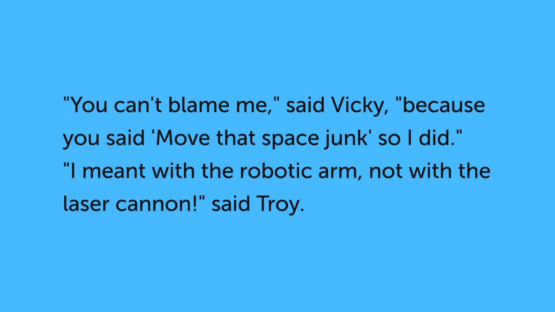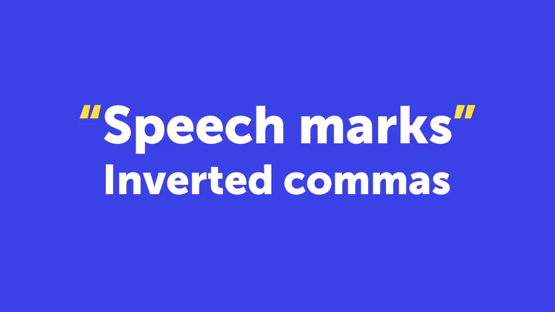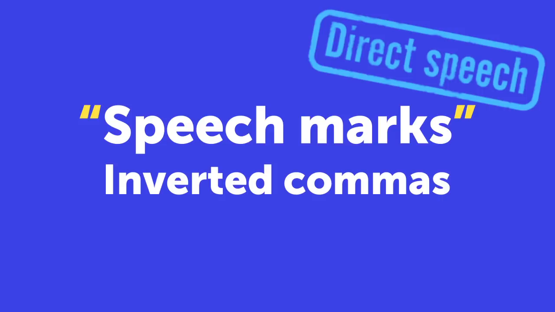These sentences use speech marks to show what Vicky and Troy said. Speech marks, also known as inverted commas. They're used in writing to mark what somebody has said. It's called direct speech. There are 3 ways you can use them.